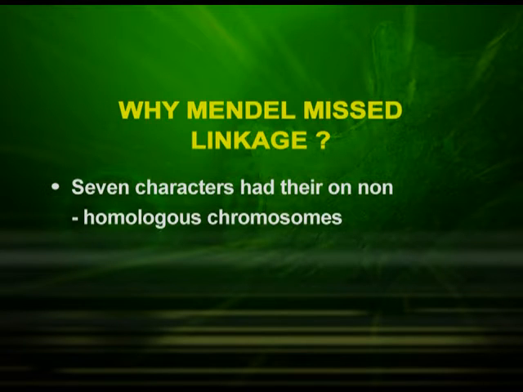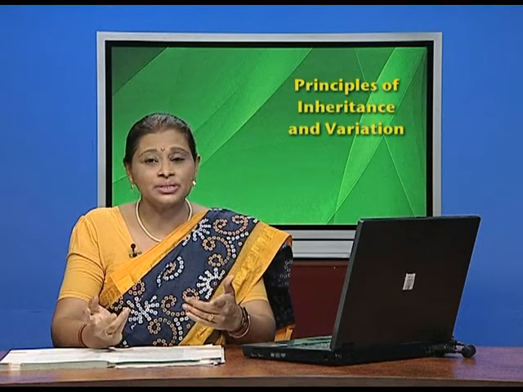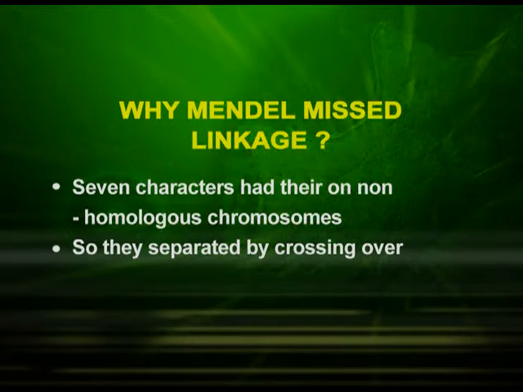After studying linkage and crossing over, a very important question strikes our mind: why did Mendel miss the linkage? Here lies the answer. In the 7 characters that Mendel studied, the genes were present on non-homologous chromosomes. So, as a result, the genes got separated by independent assortment.